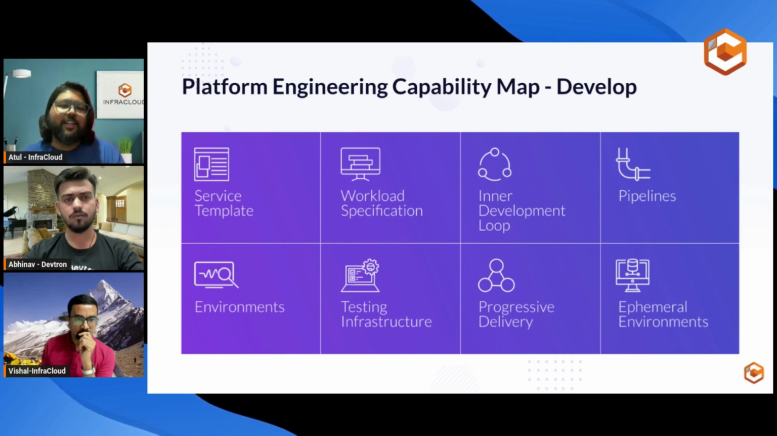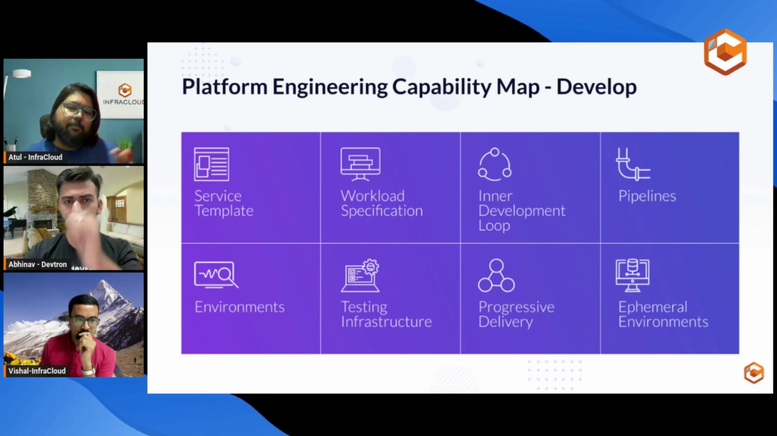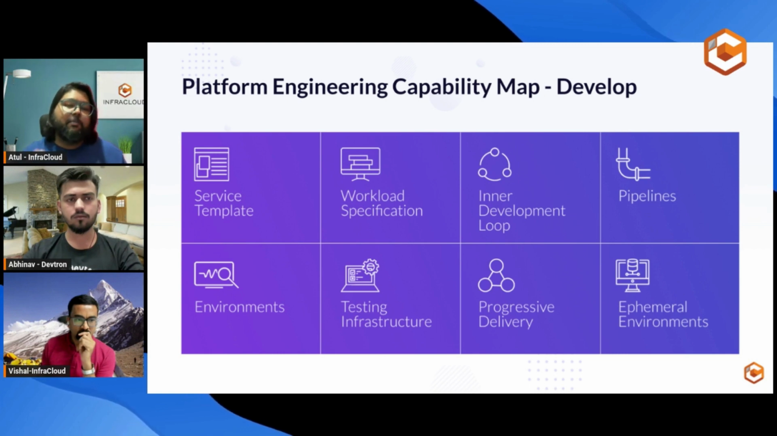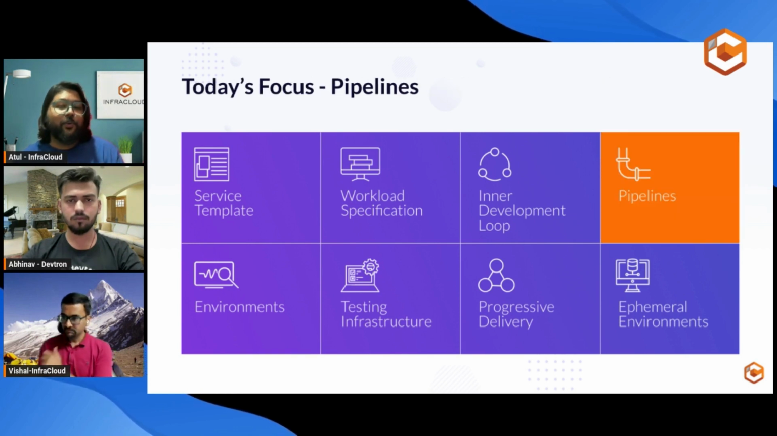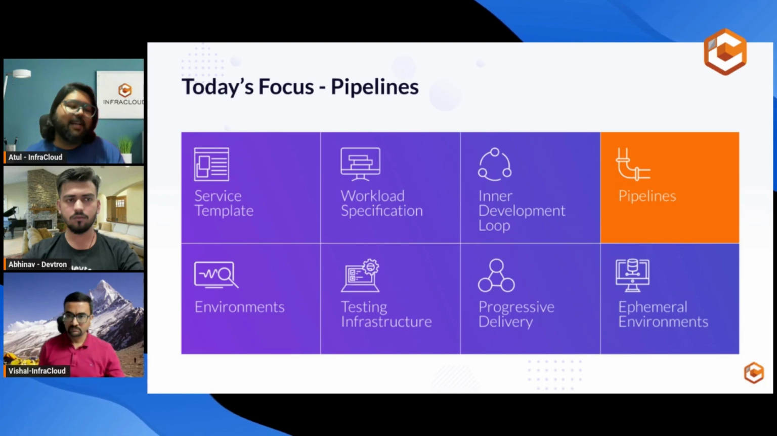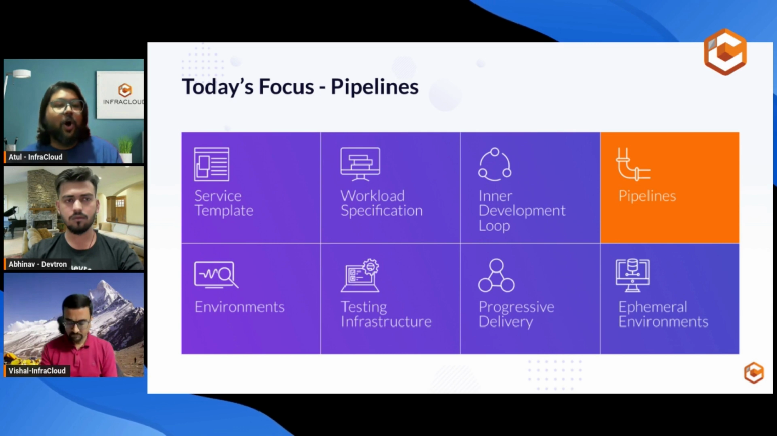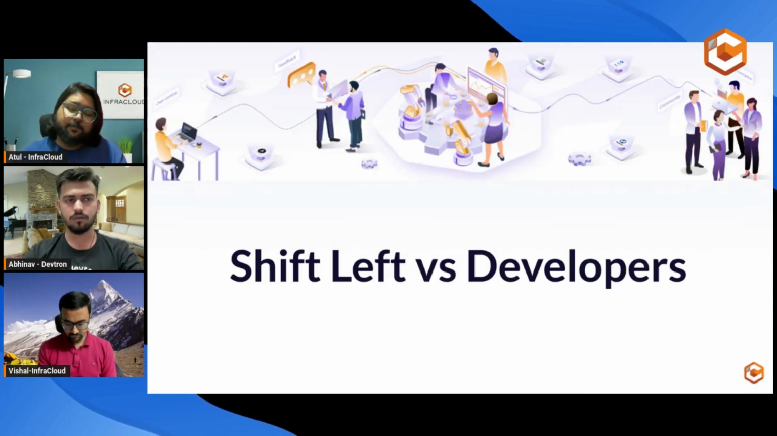So if you see here, we have put them into 8 categories, and these categories are essentially under the develop bucket, which basically are the tools and services that developers use to build a particular application. So, things like workload specification, they need a spec to define their application, or things like testing infrastructure, they need to have a testing infrastructure to test their application, or ephemeral environments, or pipelines, and things like that. So, our discussion point today will be around pipelines, and more deeply into understanding how pipelines help us build and optimize workflows on platform engineering for our developers.